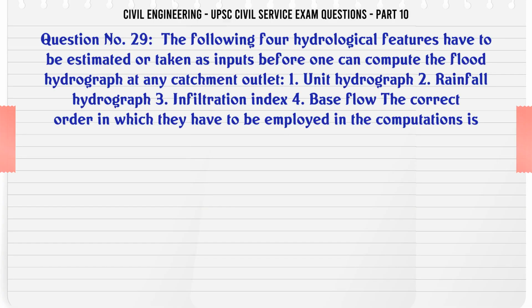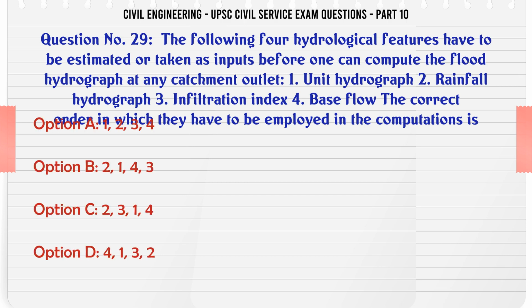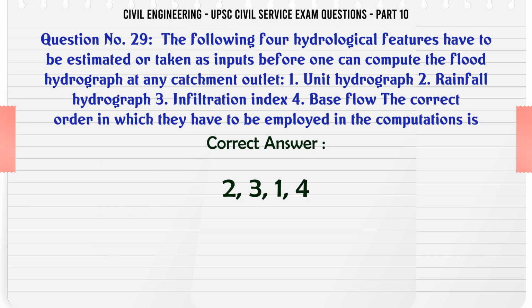The following four hydrological features have to be estimated or taken as inputs before one can compute the flood hydrograph at any catchment outlet: 1. Unit hydrograph. 2. Rainfall hydrograph. 3. Infiltration index. 4. Base flow. The correct order in which they have to be employed in the computations is: A. 1 2 3 4, B. 2 1 4 3, C. 2 3 1 4, D. 4 1 3 2. The correct answer is 2 3 1 4.